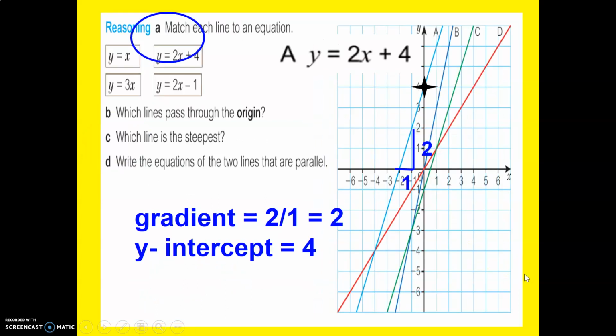Let's try another problem. Match each line to an equation. So let's first have the blue line, line A. Draw a triangle. So the height is 2, the base is 1, 2 divided by 1 is 2. Therefore, the gradient of line A is 2. The y-intercept of line A is 4. This is the point where the blue line crosses the y-axis. Therefore, the equation of line A is y equals 2x plus 4.